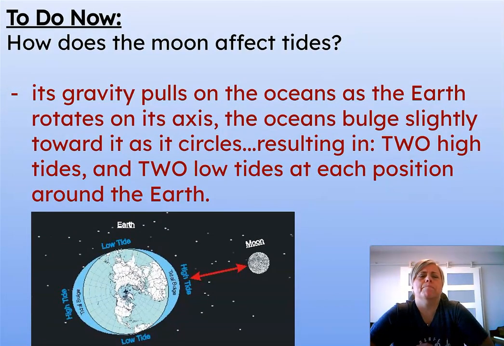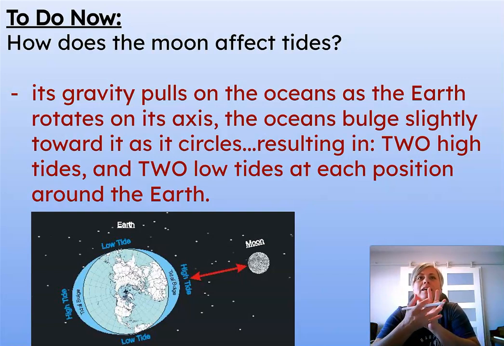All right. So the gravity of the moon is what's pulling on our oceans. The gravity pulls on the oceans. As the Earth rotates around its axis, the oceans bulge slightly toward the moon as it's moving around and as the Earth is spinning around. So, as a result, we end up with 2 high tides and 2 low tides at any point around the planet where there's shoreline. So let's have a look at this little picture.